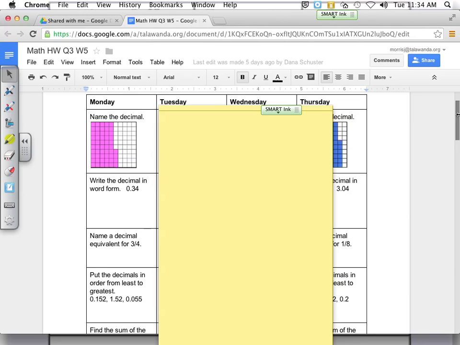First question said to name the decimal. So there were 100 squares. Out of 100 squares, how many are shaded? Noah? 54. So our fraction is 54 hundredths. How do I turn that into a decimal? Noah? Well, hundredths is 2 places past the decimal, so it would be 0.54. Good job.